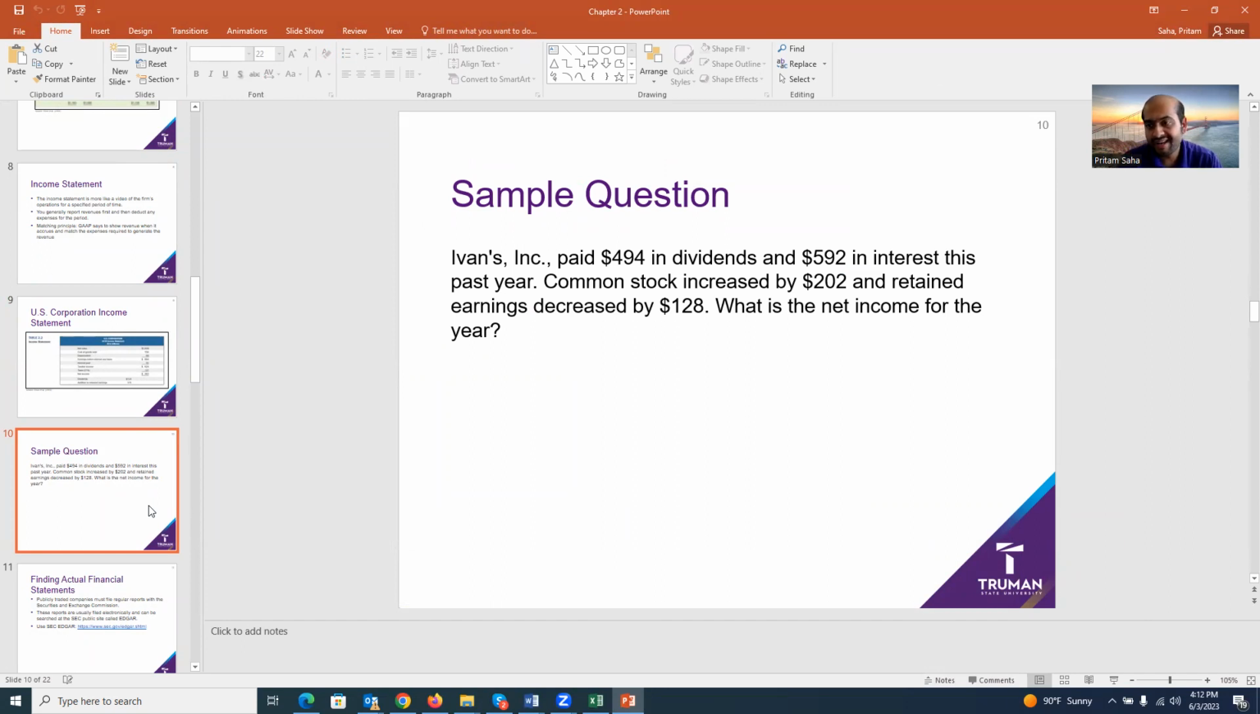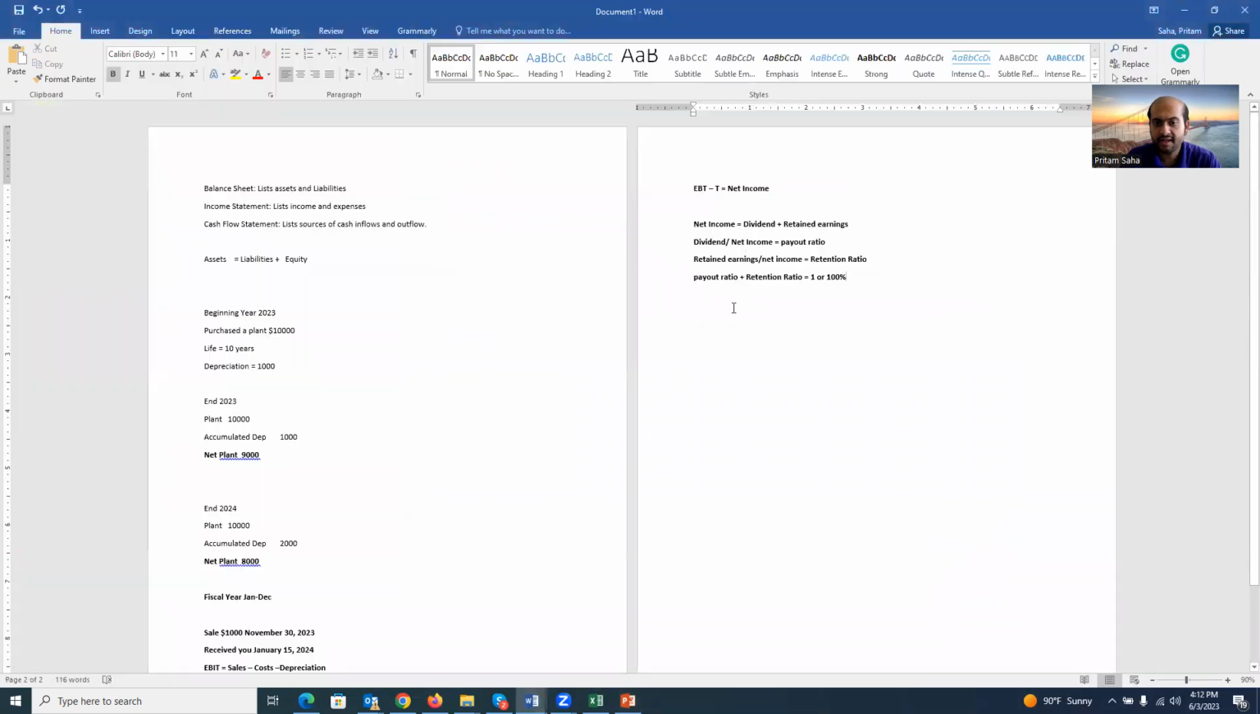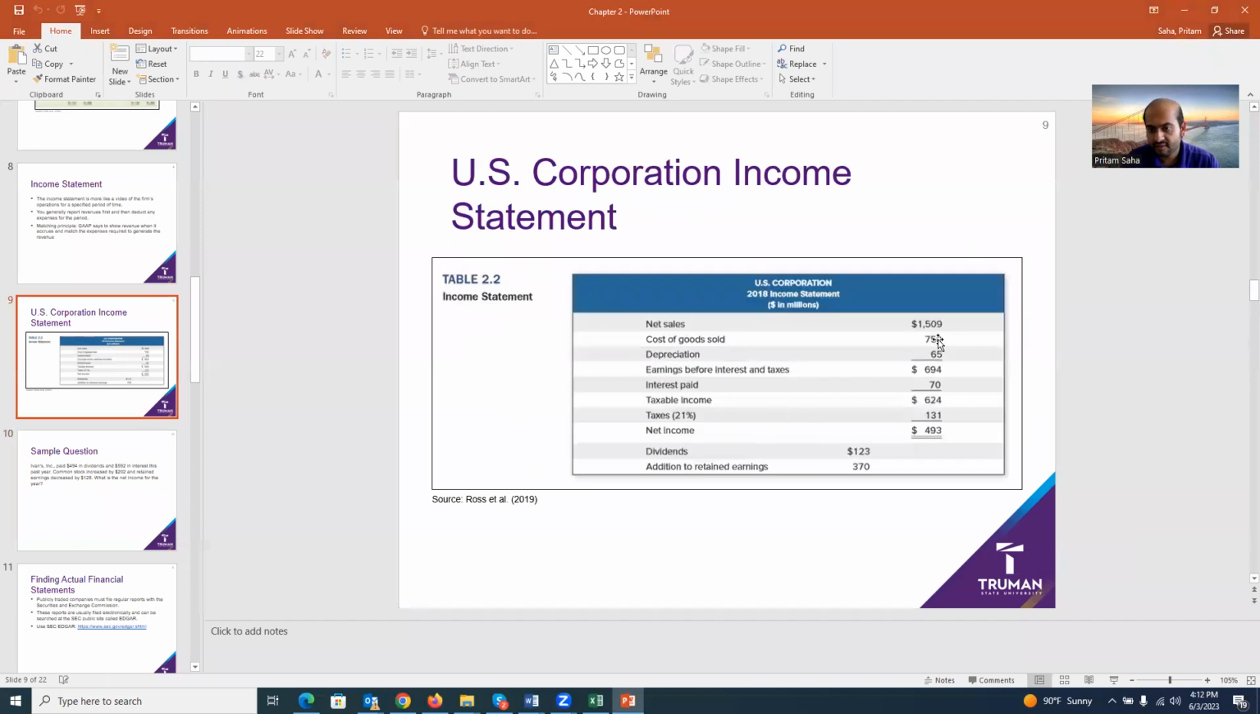So this is asking for net income. We know that there are two ways we can calculate net income. Net income is basically sales minus cost minus depreciation minus interest. I'm just writing in short words. Go to the slide: sales minus cost minus depreciation minus interest minus tax, that's net income. That's one of the ways.